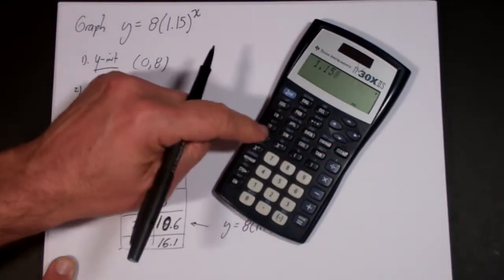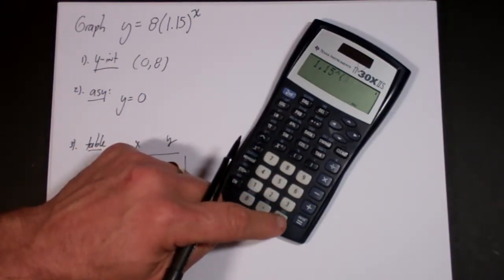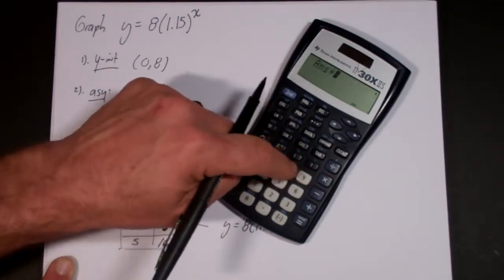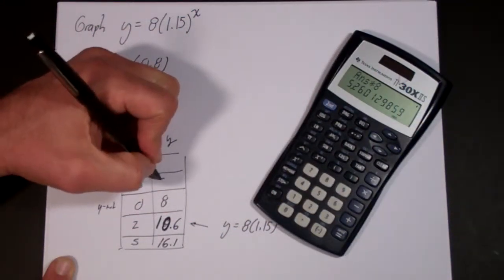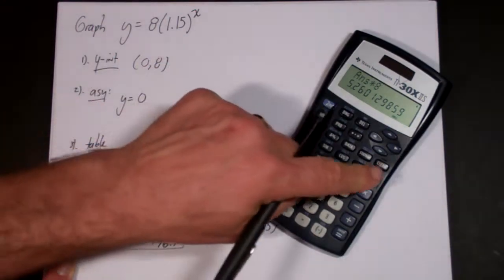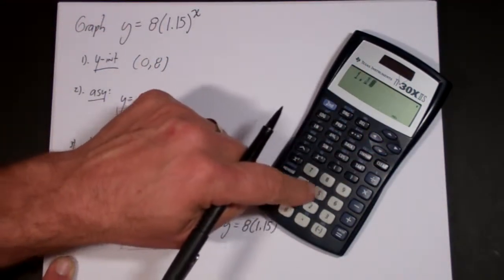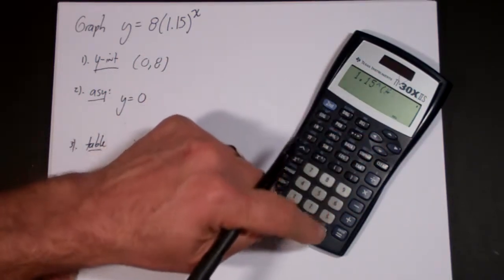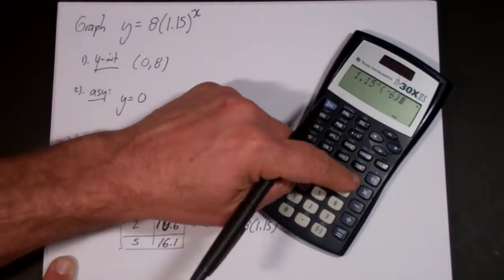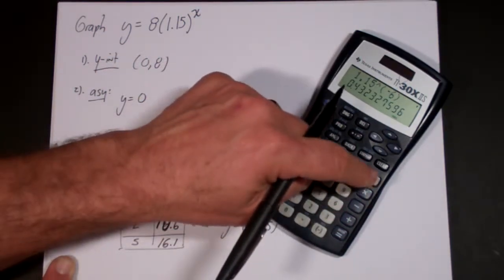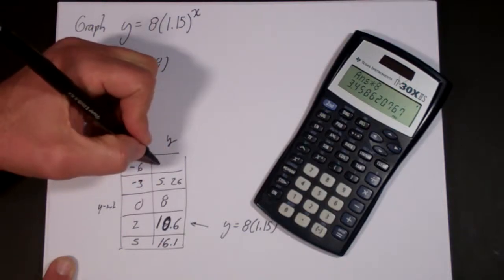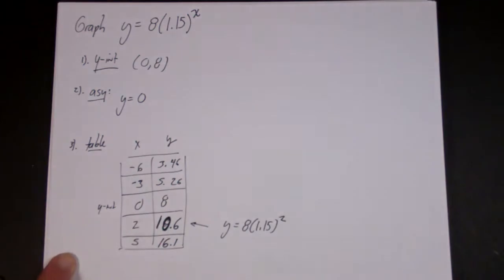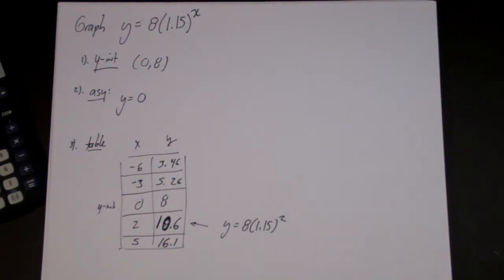1.15 raised to the -3 times 8. I get 5.26, and you get 1.15 raised to the -6 times 8, 3.46 or so. And then what you're going to do is you're going to plot those points, right?